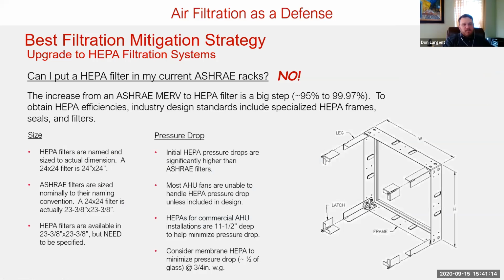So there's no way I'm going to be able to put a HEPA filter in my existing filter rack or air handler without serious modifications. These filters are 12 inches deep, typically to try and reduce that pressure drop as much as possible. But even then, your typical resistance at normal operating velocities is going to be about an inch and a quarter to an inch and a half clean pressure drop. So as it loads, obviously that pressure drop is going to increase. So a substantially larger pressure drop. So you need to make sure you have the right air moving equipment to accommodate that.